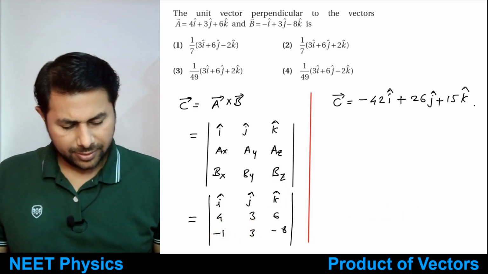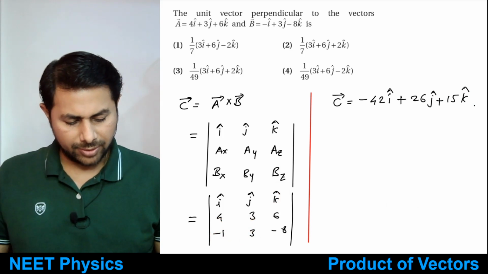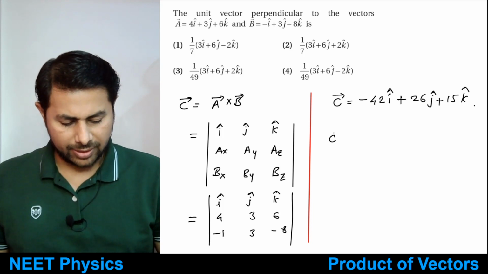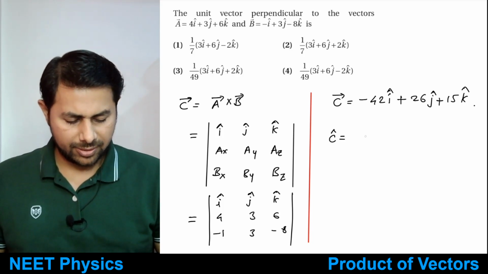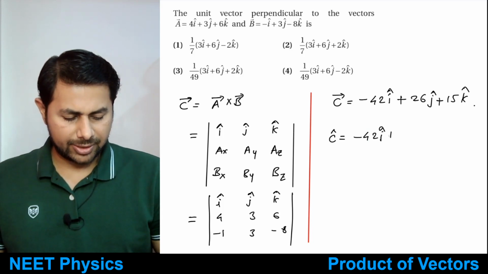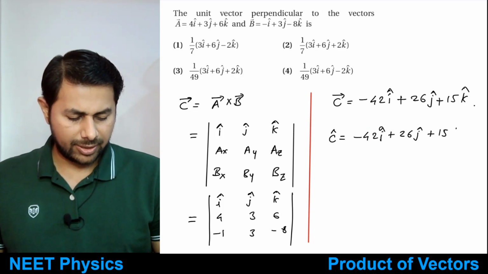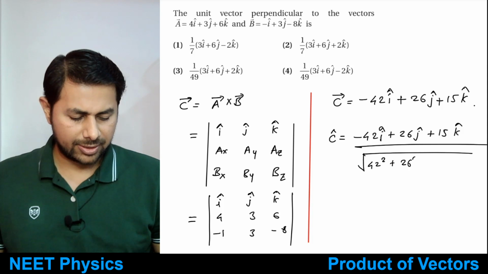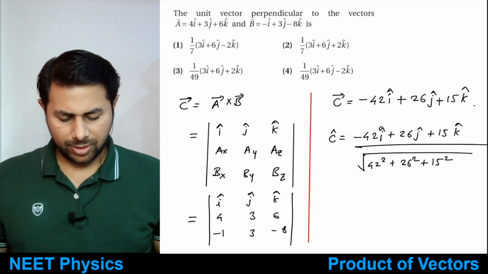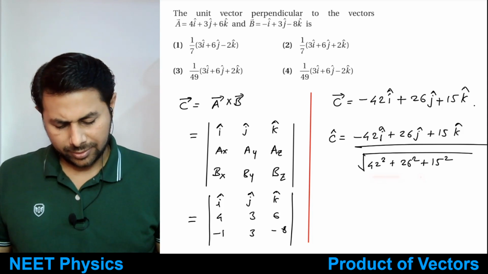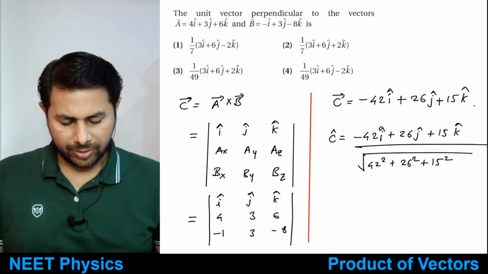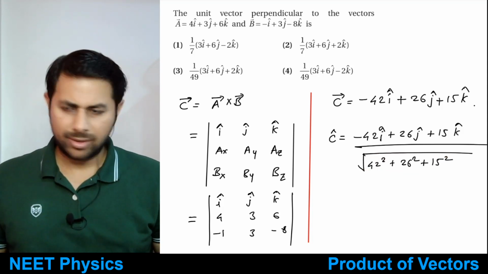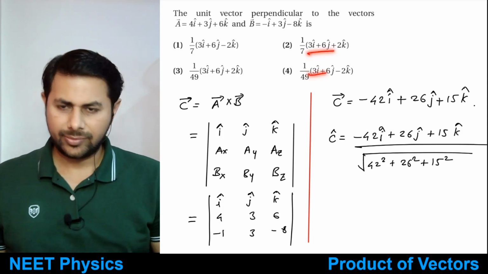Okay, is that correct? Yes, no? So this is C bar. You want a unit vector in that direction. So C cap is minus 42 I cap plus 26 J cap plus 15 K cap divided by its magnitude. So square root of 42 square plus 26 square plus 15 square. Okay, whatever that is. So check whether it's one of these options. So maybe this is 49, 15.3. Okay, 51.3. No problem. So maybe this thing is wrong.